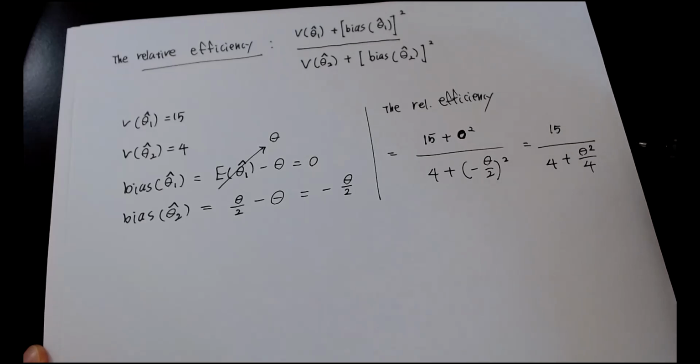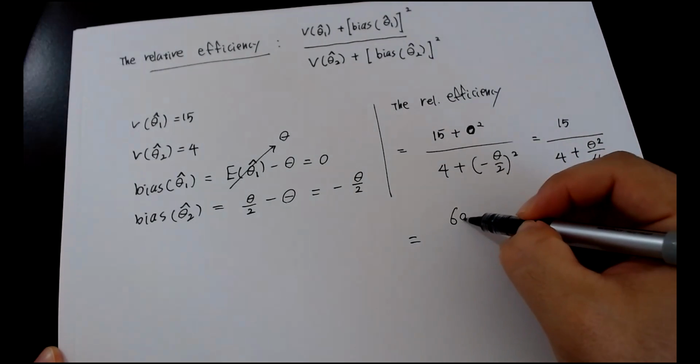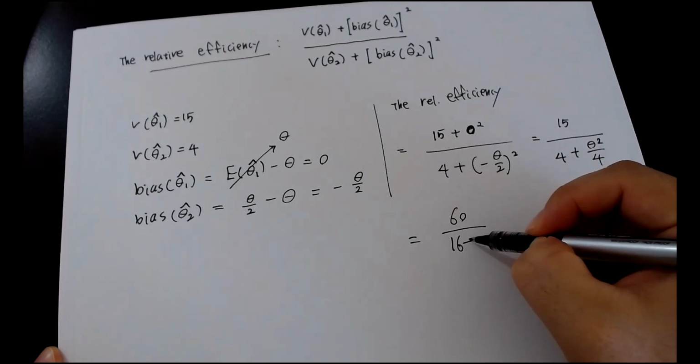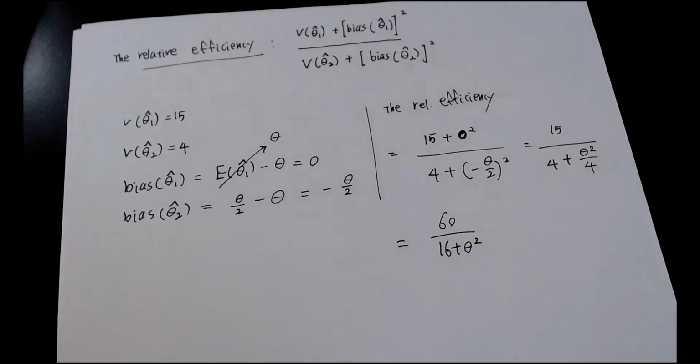So let me simplify this. Okay, so let me multiply by 4. Okay, so 60 over 16 plus theta squared, right? Okay, so look at the question. What's the question? Under which conditions theta 2 hat is more efficient than theta 1 hat?